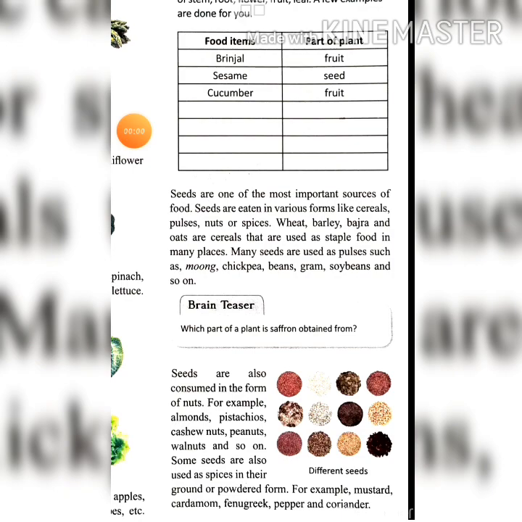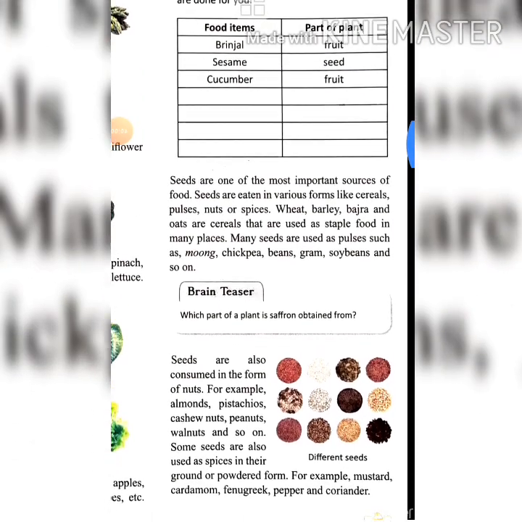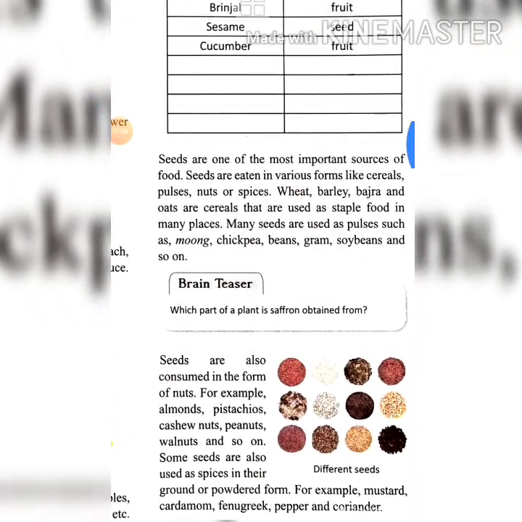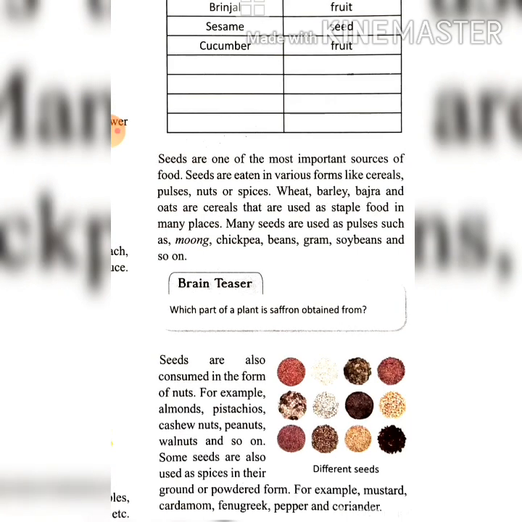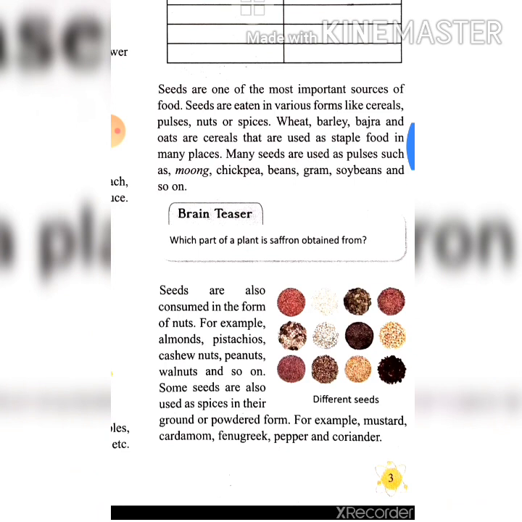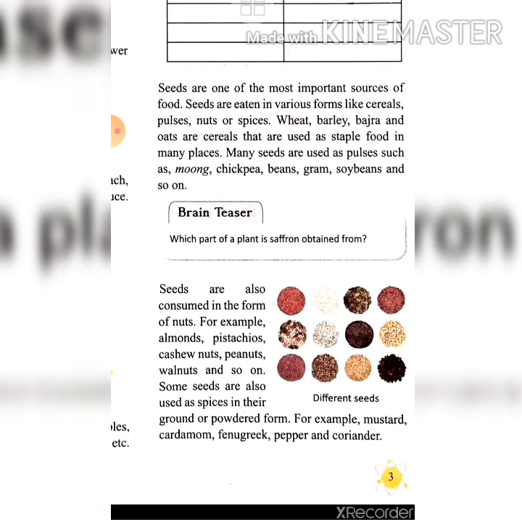As we move down here, we can see it's written, seeds are one of the most important sources of food. Seeds can be eaten in various forms like pulses, nuts or spices. How spices? Seeds are ground and made into powdery form, and then they are added to the food which we are cooking. For example, mustard, cardamom, fenugreek are some good examples of spices.